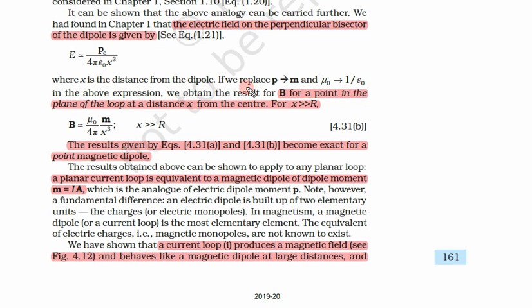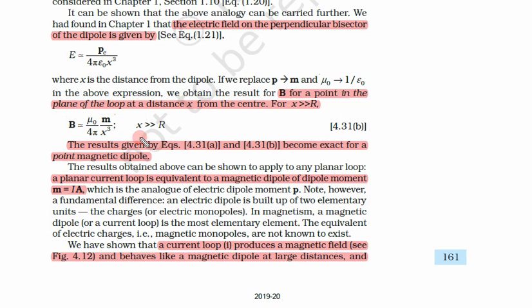Now here x is the distance from the dipole. Again let us substitute: change P by m, mu naught by 1 by epsilon naught, and B will become E. So let us put these changes. So what we get, E is changed by B, this 1 by epsilon naught is changed by mu naught, this P is changed by M. So what we get is mu naught M upon 4 pi x cube. This is the expression for the current loop at large distances.